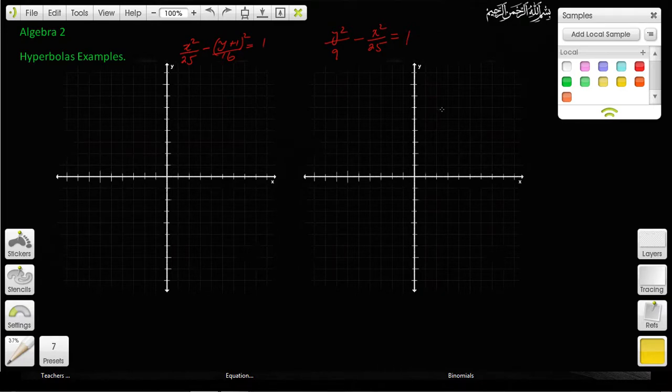Bismillahirrahmanirrahim. Today, inshallah, I'd like to do two examples of hyperbolas.